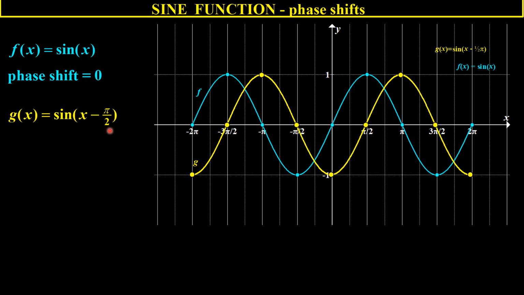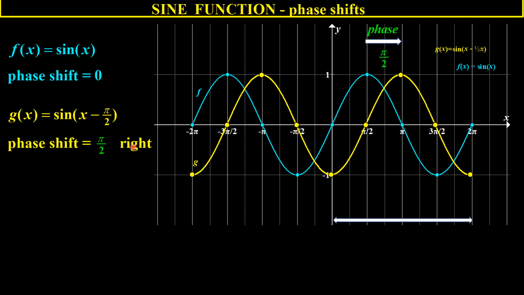But because we've got negative pi over 2, can you see there? I'm indicating that's the shift. It's going this way. That point moves pi over 2 to the right. Each point is moved pi over 2 to the right. All the points are moved pi over 2 to the right. That's the phase shift. So we can see the phase shift there is pi over 2 and it's to the right. When there's a negative, when I subtract, it will be to the right. If I add, it will be to the left.